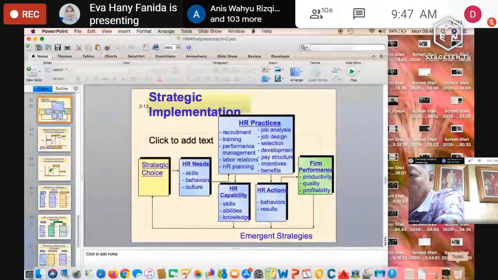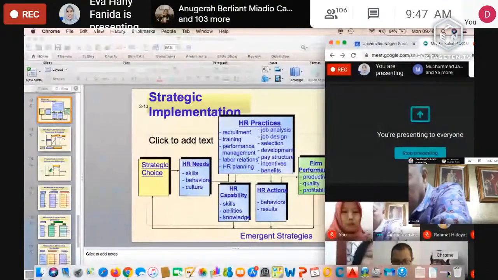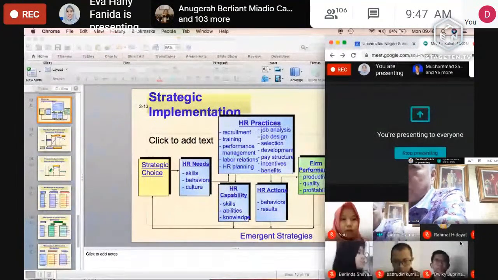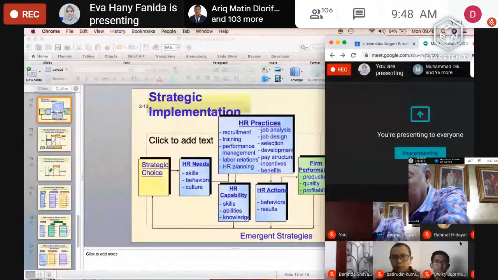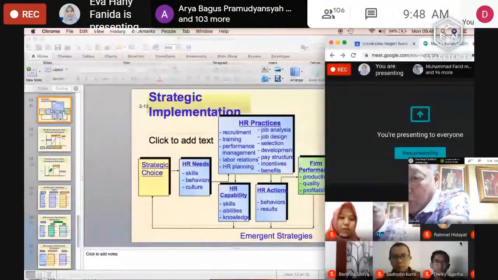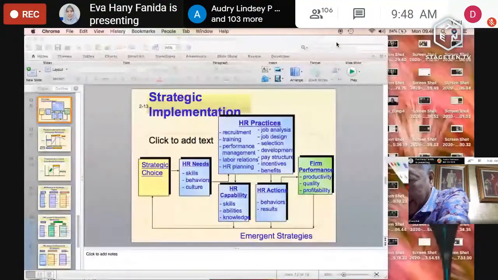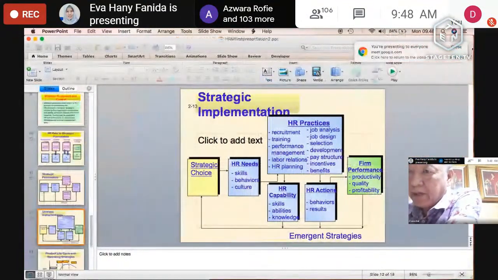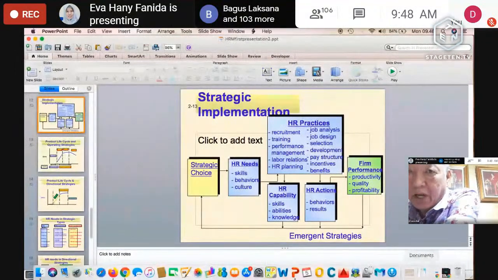But right now, we will understand what kind of people we need, and then through these tools, we will get HR capability and HR action separately. HR capability belongs to the individual person. HR action belongs to the company. Okay, and then we lead to the success or failure of a firm. We call it firm performance.